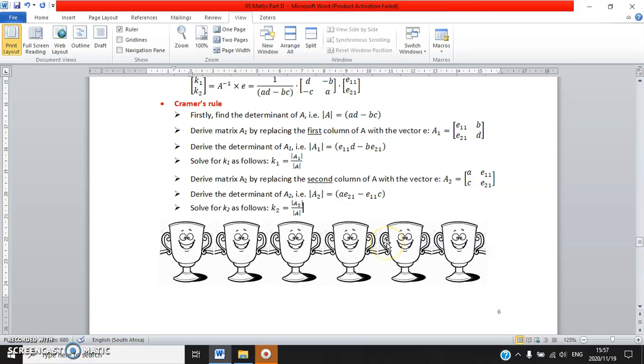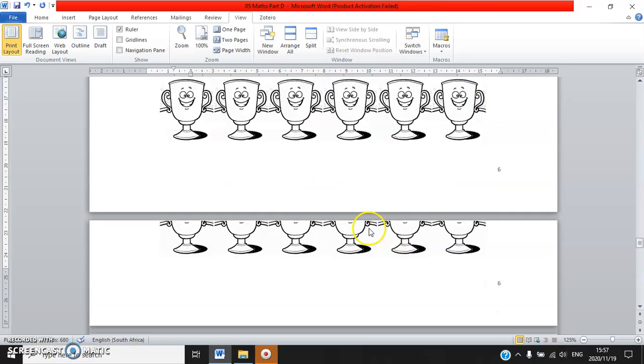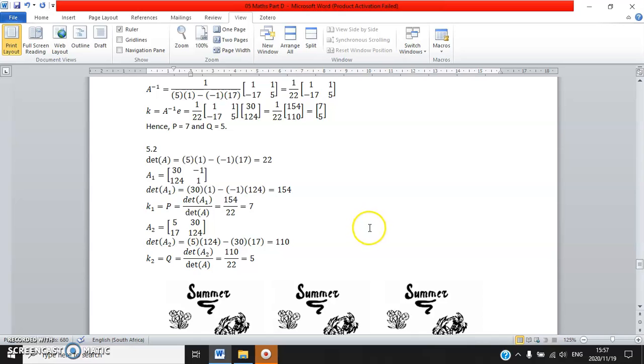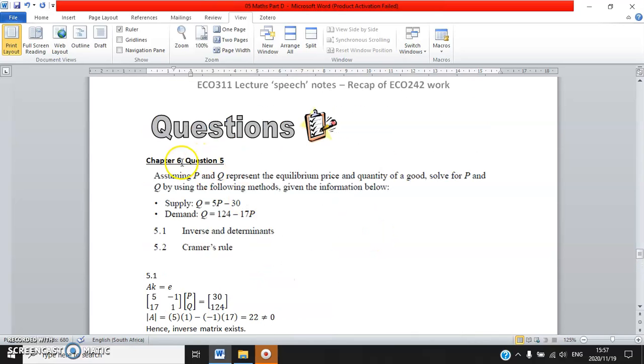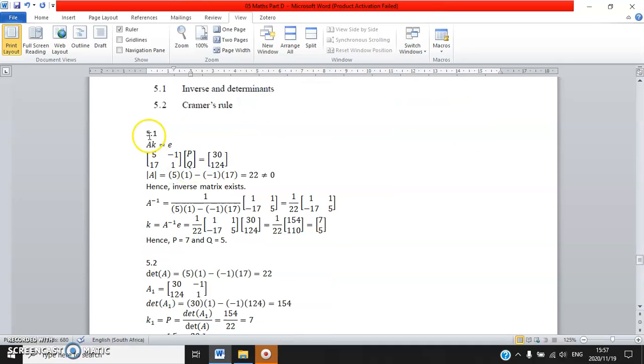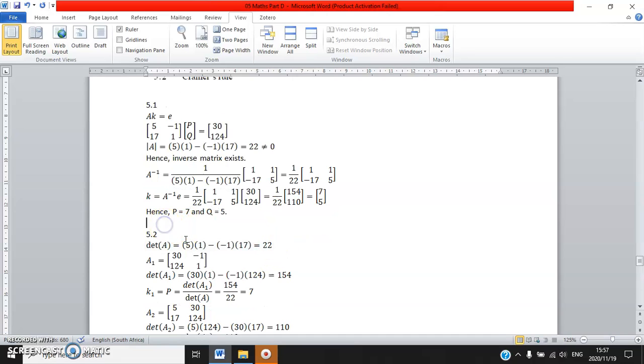Again, if you just look at the procedures, it might confuse you a little bit. So in order to fully understand it, let's do the questions. Okay. Chapter 6, question 5. Remember, we already did 5.1 using the normal inverse matrix determinant method. Now we rather use the Cramer's rule.